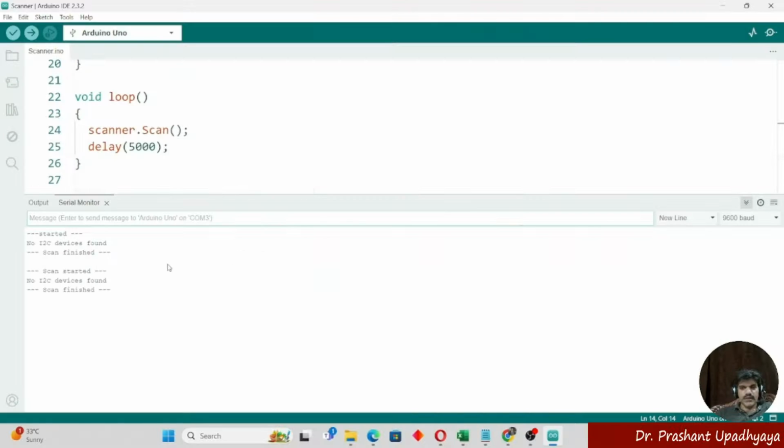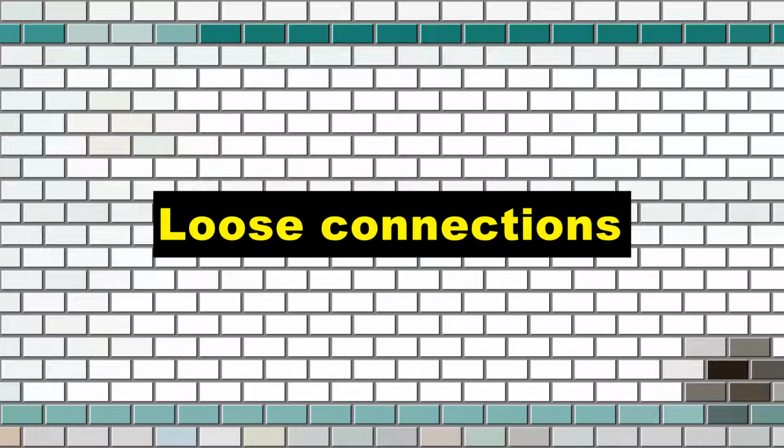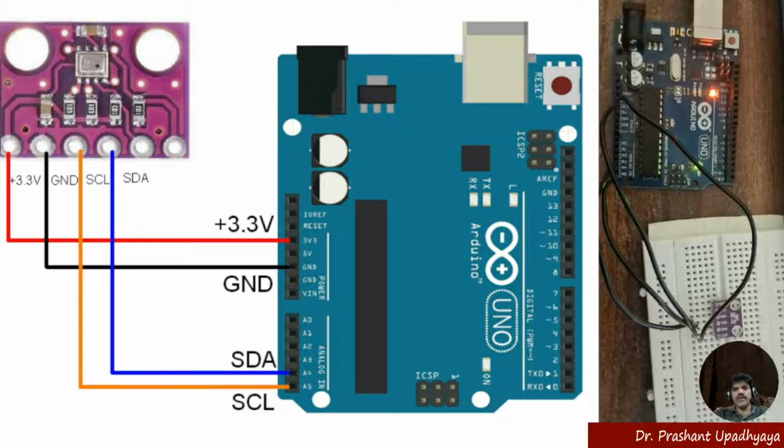It's a very small program, you can see. I have opened a serial monitor and it is saying no I2C device found. That means the BMP which I have connected was not able to be detected. Right now you can see that the BMP280 sensor which I am using is in loose contact. They are not soldered.